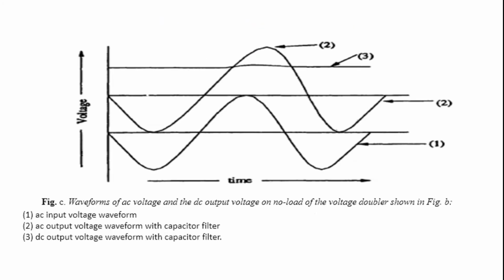So this is the output, where you can see the waveform of the AC voltage and the DC output voltage on no load of the voltage doubler circuit. The first one is the input voltage. The second one is with the capacitor filter. The third one is the DC output voltage waveform with the capacitor filter.